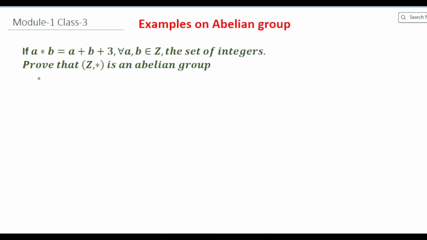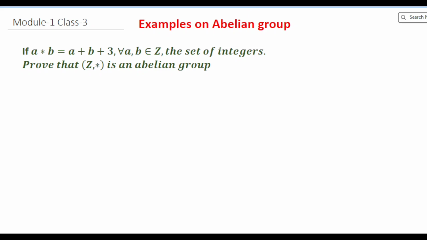Let us see this given example. What is given is: a star b is equal to a plus b plus 3 for all a and b belonging to Z, where Z is the set of integers. And what we need to prove is that (Z, star) is an Abelian group.